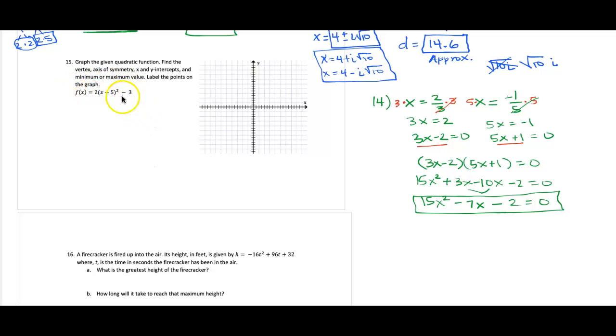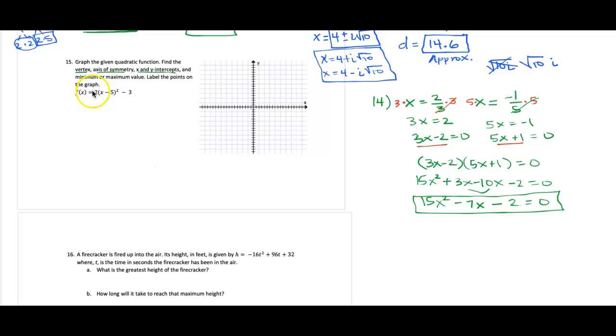All right, so on this, it's asking us to do a few different things, right? Find the vertex, find the axis of symmetry, find x and y intercepts, and then the minimum and maximum value. And then we want to make sure that we graph it on here.